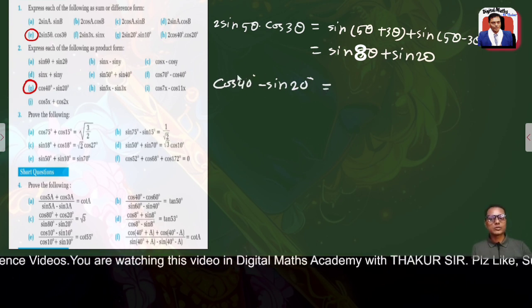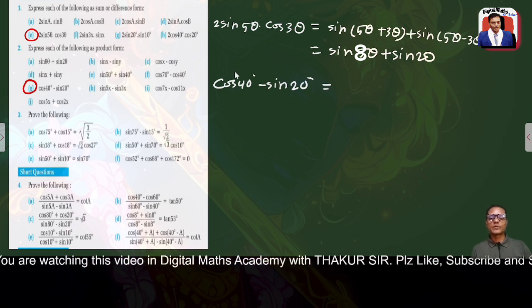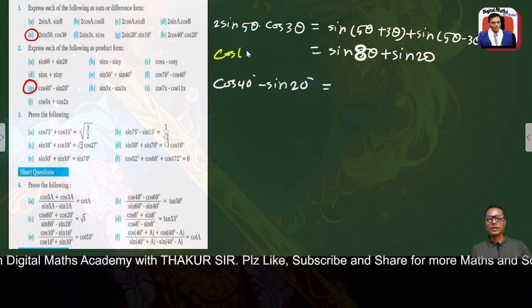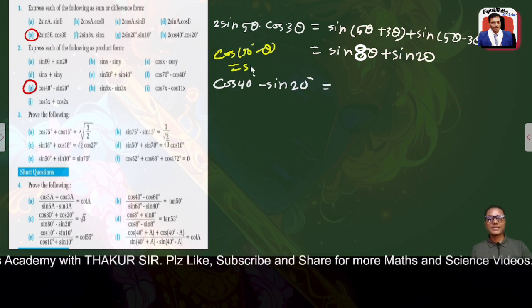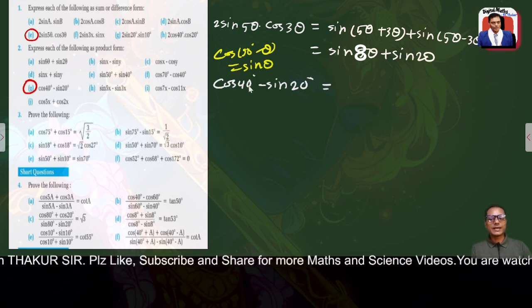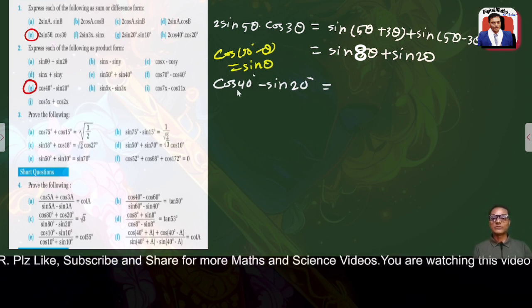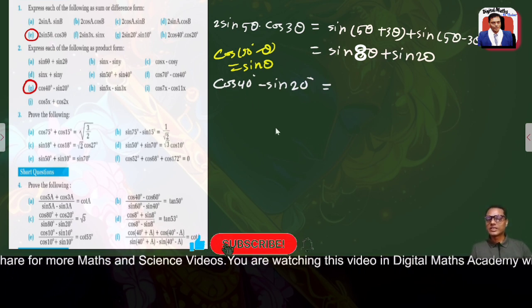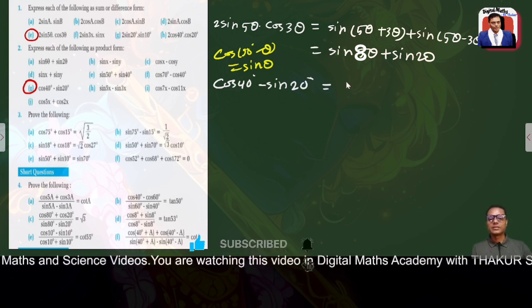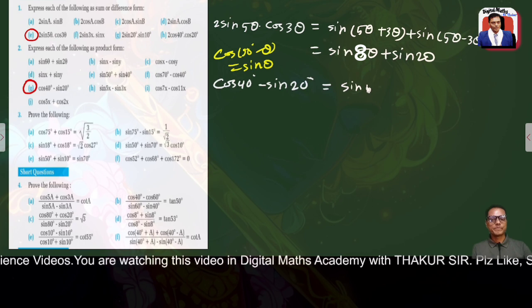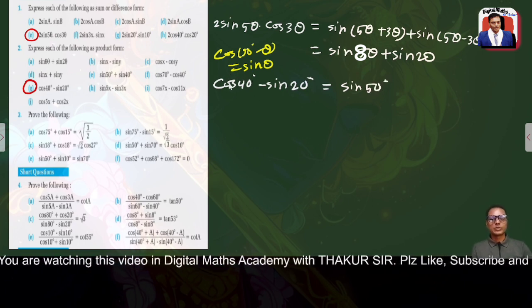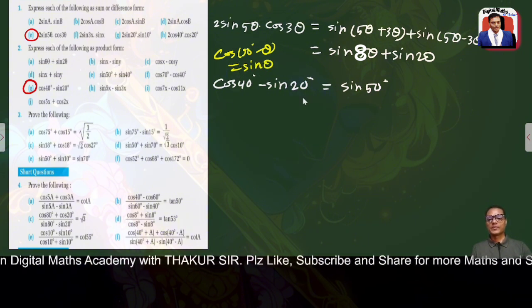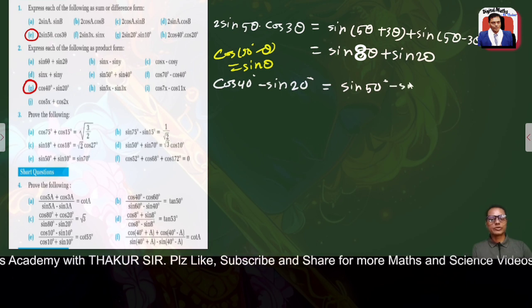When we change cos to sin, we have to remember one formula, that is cos(90 degree minus theta). Yes, you know that cos(90 degree minus theta) is sin theta, right? So we subtract the angle from 90 degree, then cos changes into sin, sin changes into cos, similarly tan into cot, cot into tan. So here we change cos, so we can write sin 50 degree. Why 50 degree? Because 90 minus 40 equals 50, and cos(90 degree minus theta) equals sin theta. Then we have sin 50 degree minus sin 20 degree.